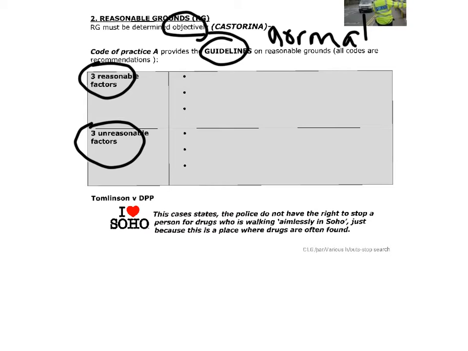Another one would be stereotyping. So if they're stopping and searching you just because of your race, because of your gender, because of your age, that wouldn't be a big enough reason to stop and search you. Okay, just because of that doesn't give them a justification.